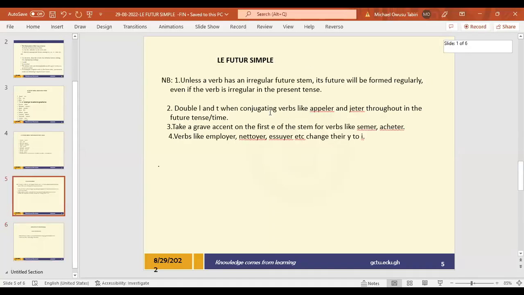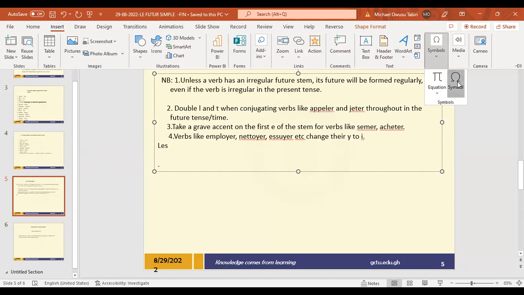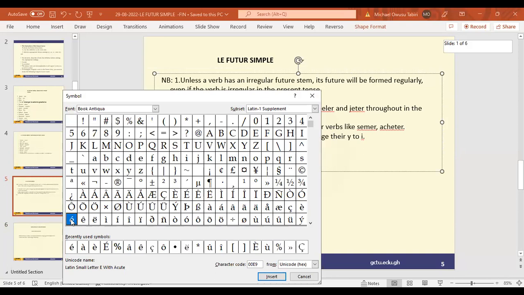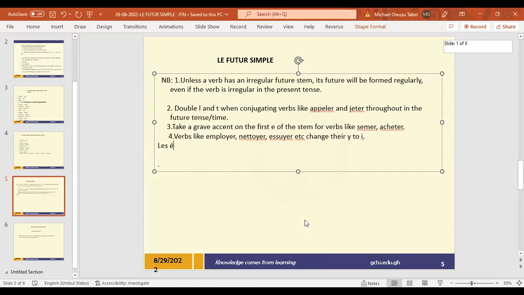OK. Maintenant, si c'est bien compris, tout le monde doit faire cet exercice, un petit exercice. Par exemple: Les étudiants dash en vacances la semaine prochaine. Everybody should try it.